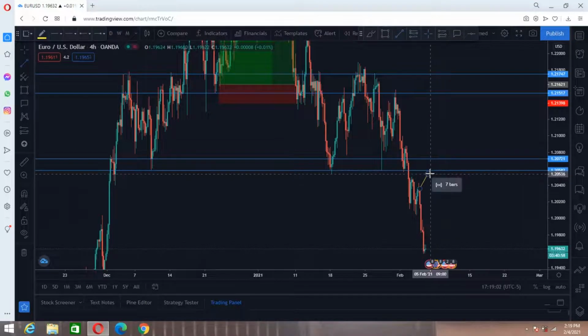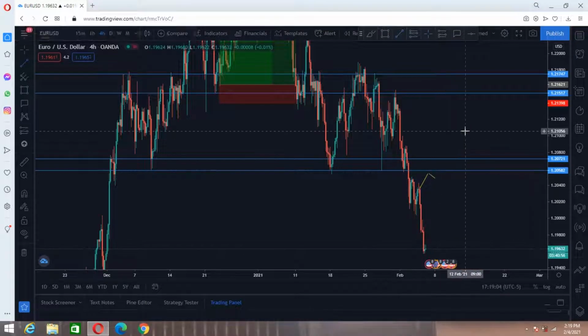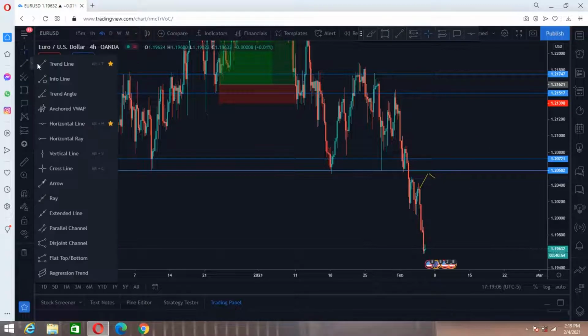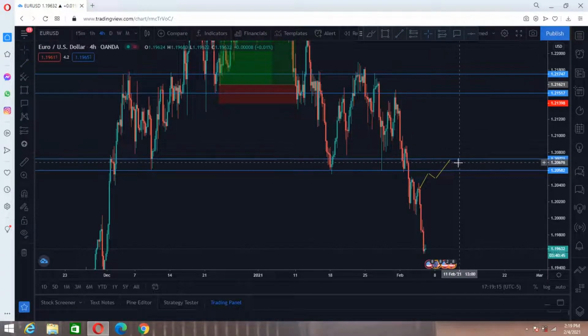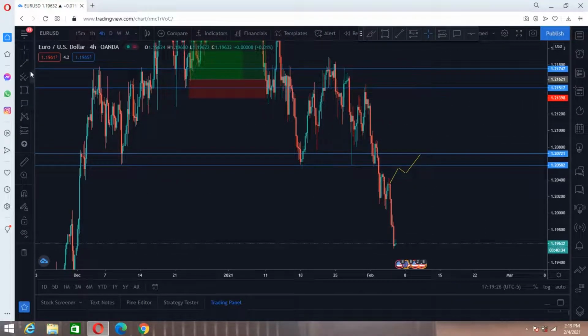But if it doesn't do so, impulse, correction, impulse, then I would know that if it comes here and does another rejection candlestick, this will become my resistance now, not my support. It will become my resistance. Then I know that it will be going to the downside.